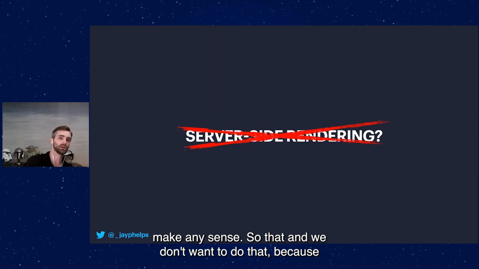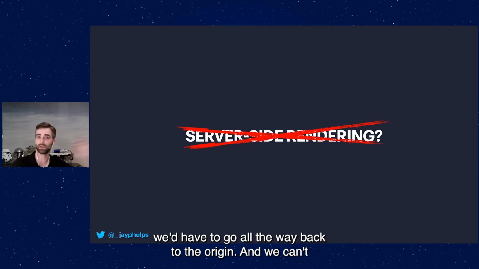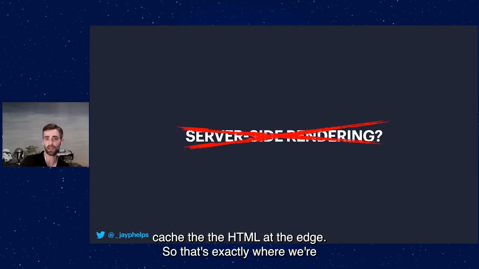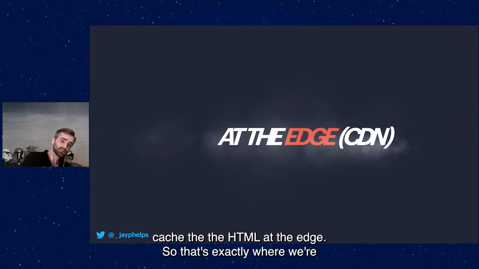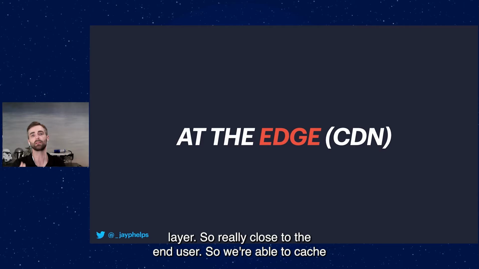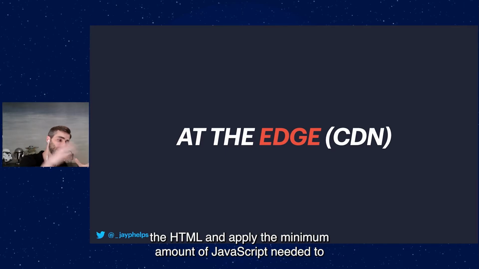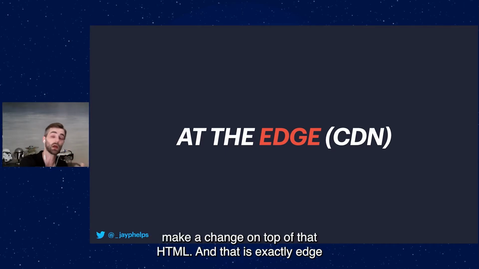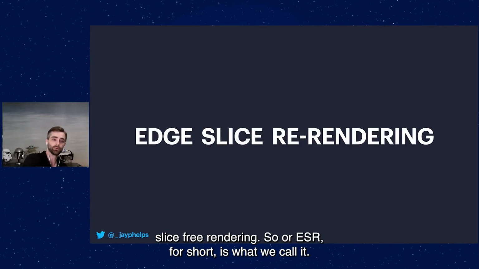And we don't want to do that because we'd have to go all the way back to the origin and we can't cache the HTML at the edge. So that's exactly where we're going to do it then. We're going to do it at the edge, at the CDN layer, so really close to the end user. So we're able to cache the HTML and apply the minimum amount of JavaScript needed to make a change on top of that HTML. And that is exactly edge slice re-rendering, or ESR for short, is what we call it.